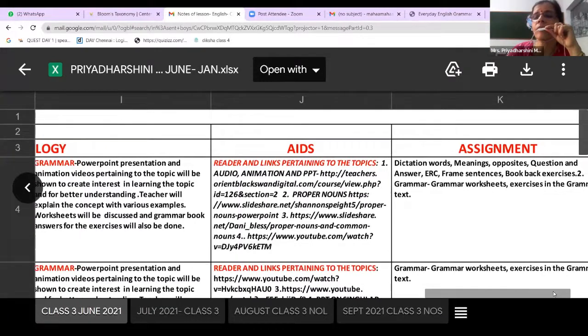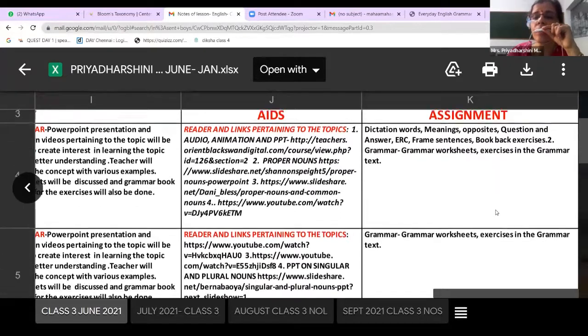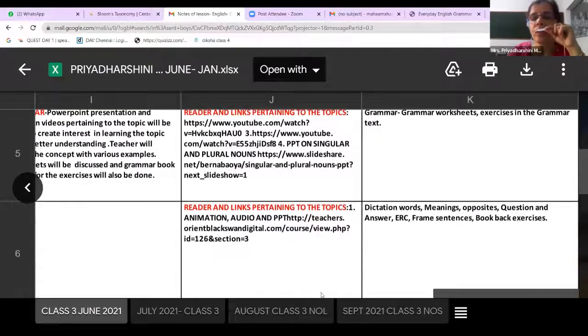Then assignment, of course. Assignment based on the format that I have given you: dictation words, meanings, opposites, question answers, ERC, frame sentences, book back exercises, and for grammar, of course, grammar worksheets and exercises in the grammar text. Apart from this assignment, you can also focus on art integrated activities. Okay, that I will show you. Let me share that also.